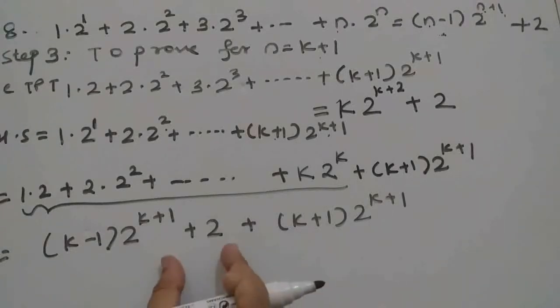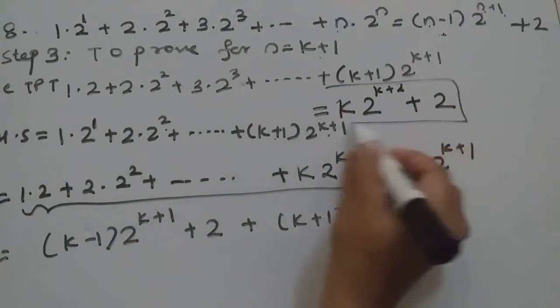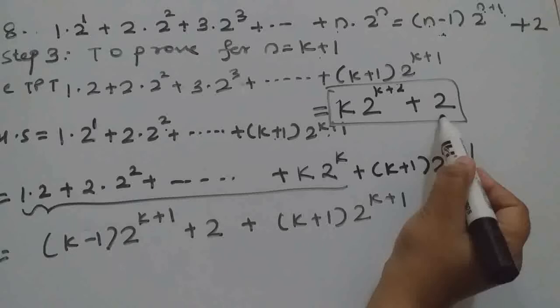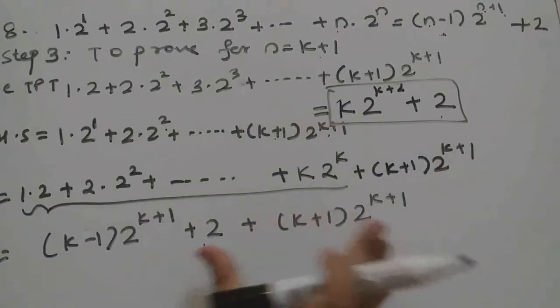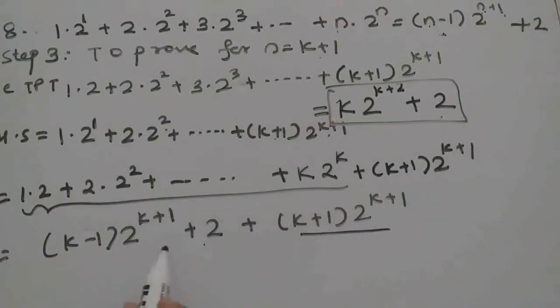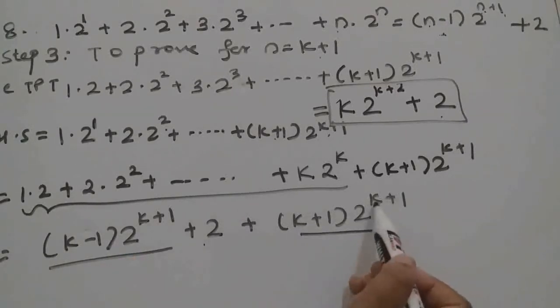So plus 2 we need. See, this we have to prove. Okay, plus 2 we need here. So that plus 2 we will keep aside. These two terms we will concentrate here. So now if you observe these two terms, 2 power k plus 1 we can take common.